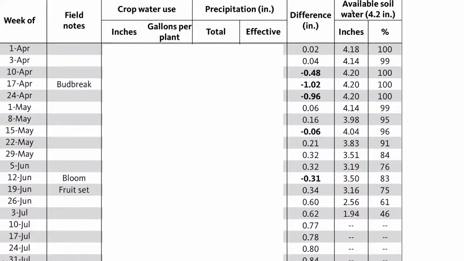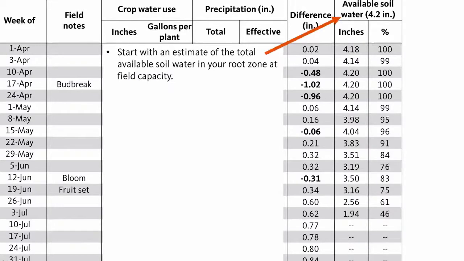So you can then put in some columns for your available soil water. For example, you start with an estimate of the total available soil water in your root zone at field capacity. So how do you figure that out? Well, you can get a soil moisture meter. We'll talk about that in a second.